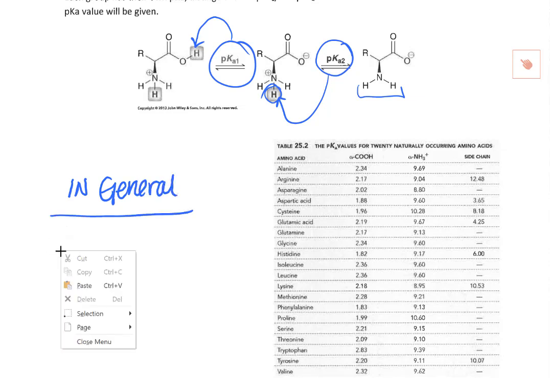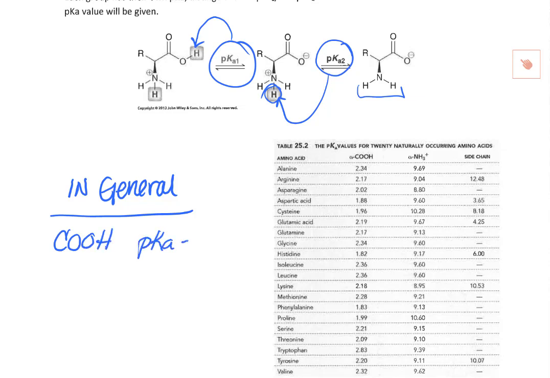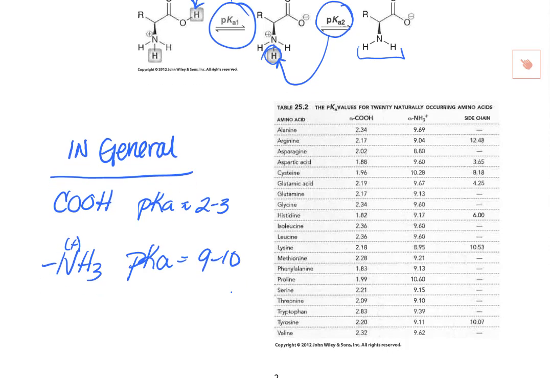So in general, what you're going to see is that your carboxylic acid group is going to have a pKa in the range of 2 to 3. And the protonated amino group is going to have a pKa in the range of about 9 to 10, right? And these are abouts because if you'll look at this table over here, you see, one's a little bit greater than 10, one's a little bit greater than 10. These are a little bit less than 2, so we're in the about range. And then notice how only some of these have side chains with pKa's.